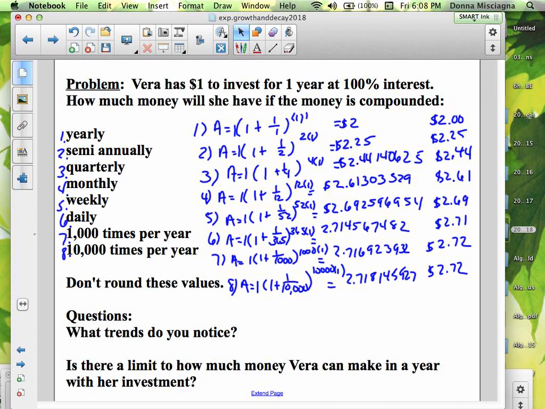$2.71. If it was compounded 1,000 times, that would be 1,001 divided by 1,000, raised to the 1,000th power, gives her 2.716923932, $2.72. So to the nearest cent, the last two are the same amount, but notice it's not the same decimal. Right? And if it was 10,000 times, so 10,001 divided by 10,000, that would give her 2.718145927, or to the nearest cent, it's still $2.72.